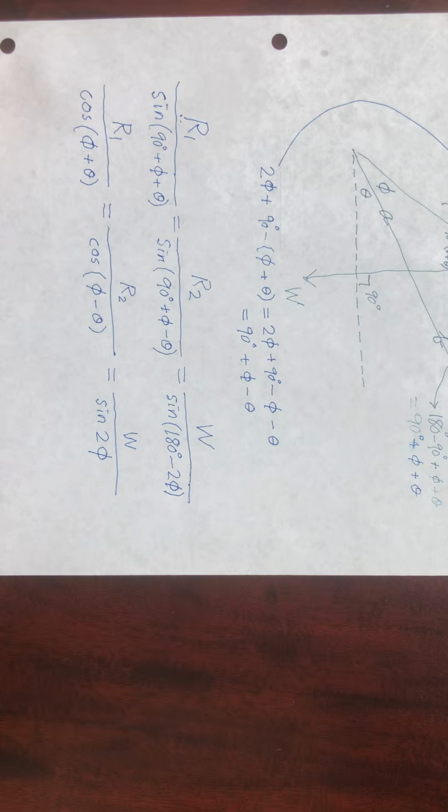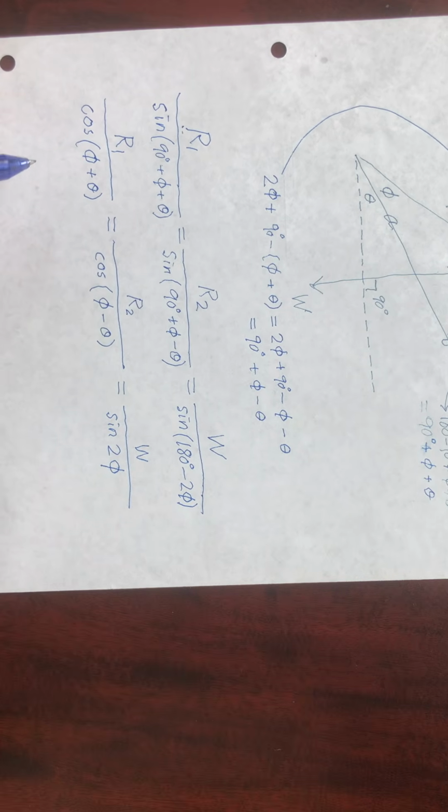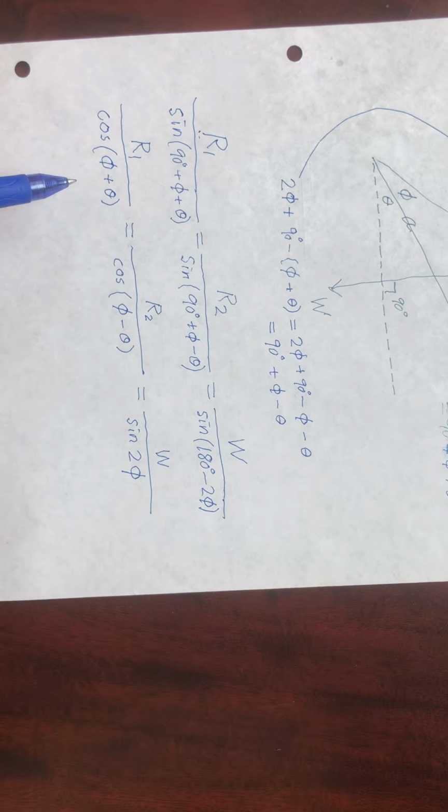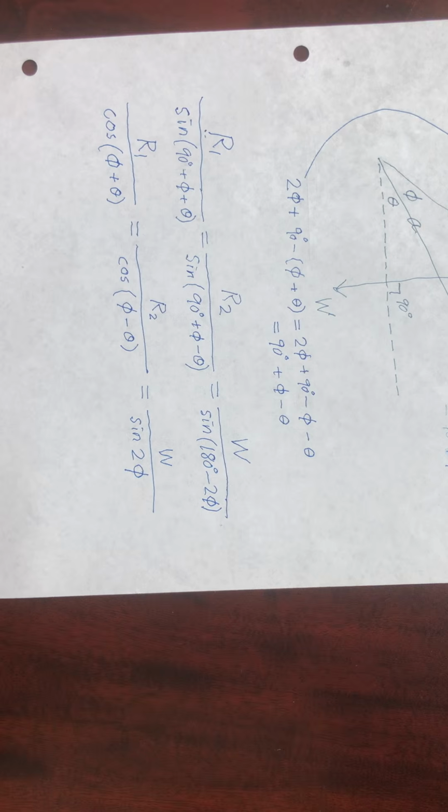Now what do I do next? I need to use trig identities. Cosine A plus B is cosine A cosine B minus sine A sine B. Cosine A minus B is cosine A cosine B plus sine A sine B. What is sine 2 phi? Sine 2 theta, let's say sine 2 theta. Sine 2 theta is 2 sine theta cosine theta. So the next step, we use the identity to write out the denominator.